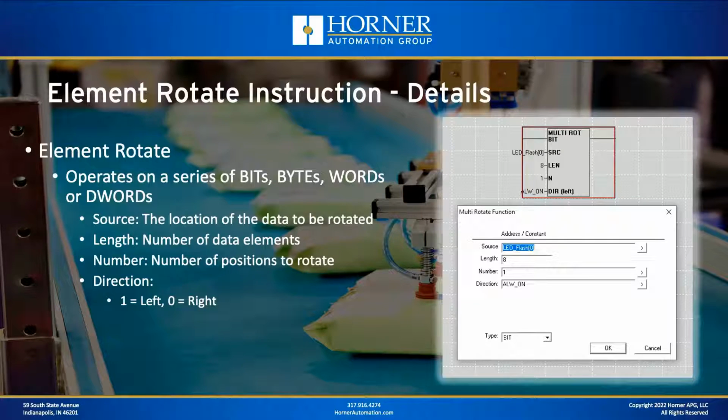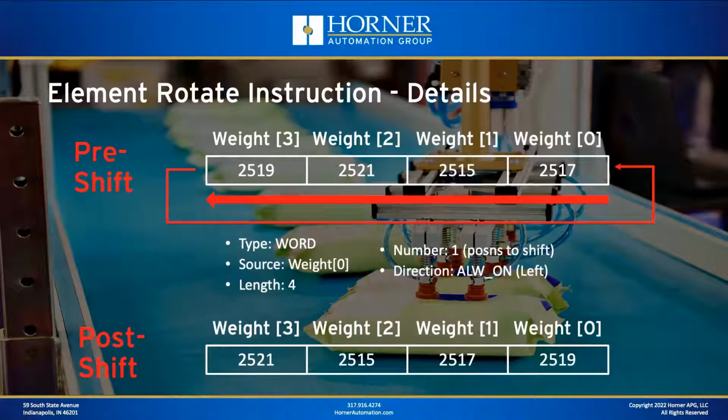Just like the multi-shift, you have a source, a length, a number in terms of how many positions you're going to shift, and then also a direction variable that allows you with the same function block to either shift left or shift right. Here's what that element rotate instruction looks like graphically. Again, I think it's just as you would expect. If we are rotating left in this case, then you can see everything moves from right to left, and the leftmost element of weight 3 gets copied back down around again to weight 0 because of that action.